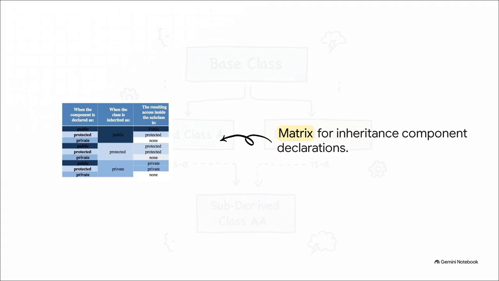So, understanding how access passes from a parent class to a child class is really the foundation of object-oriented programming in C++. Think of the rules for this almost like a matrix. It's basically your ultimate troubleshooting tool for compiler errors. For instance, if a component is declared as public in the base class, and the class itself is inherited as public, well, the resulting access inside the subclass is just public. It stays exactly the same. Grasping how these combinations resolve is step 1 for fixing pretty much any inheritance error.